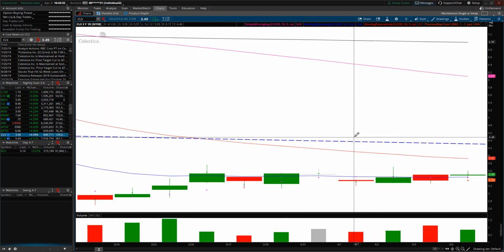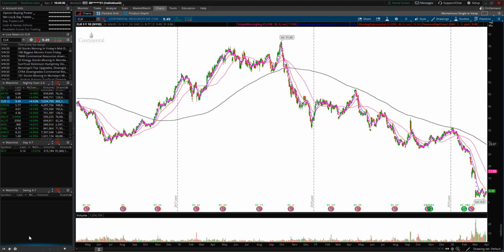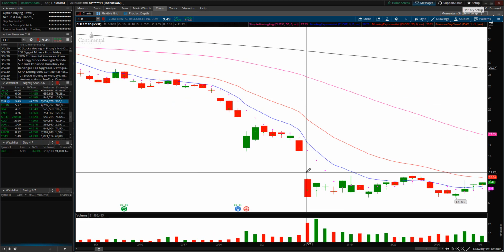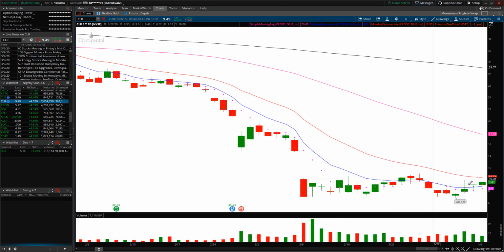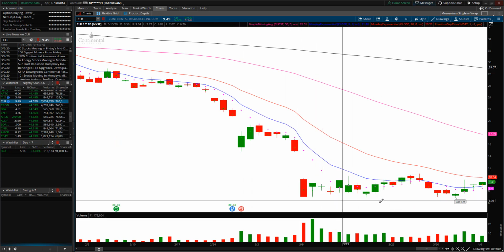Lots of garbage so far. This one might be interesting. Typically, I don't like these ones. You got to be careful of that crazy wick right there. But this one may be doing a triple bottom, maybe.